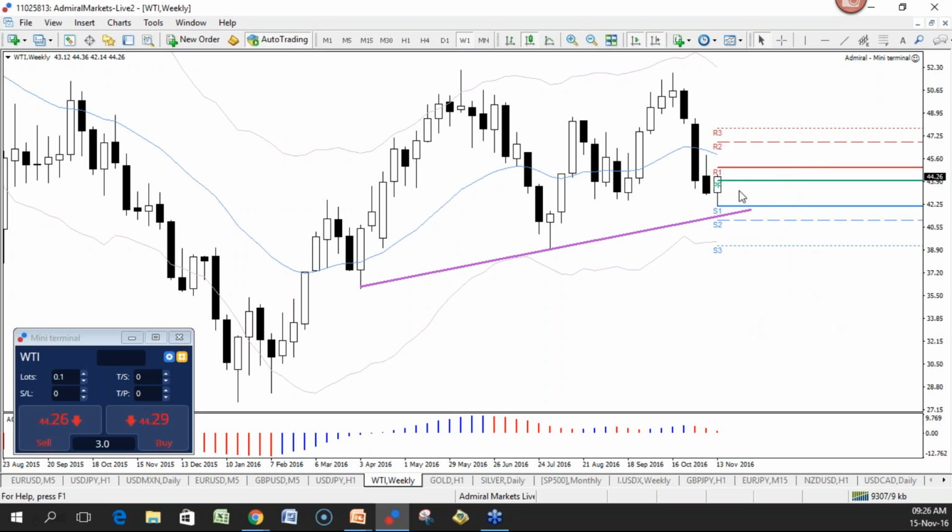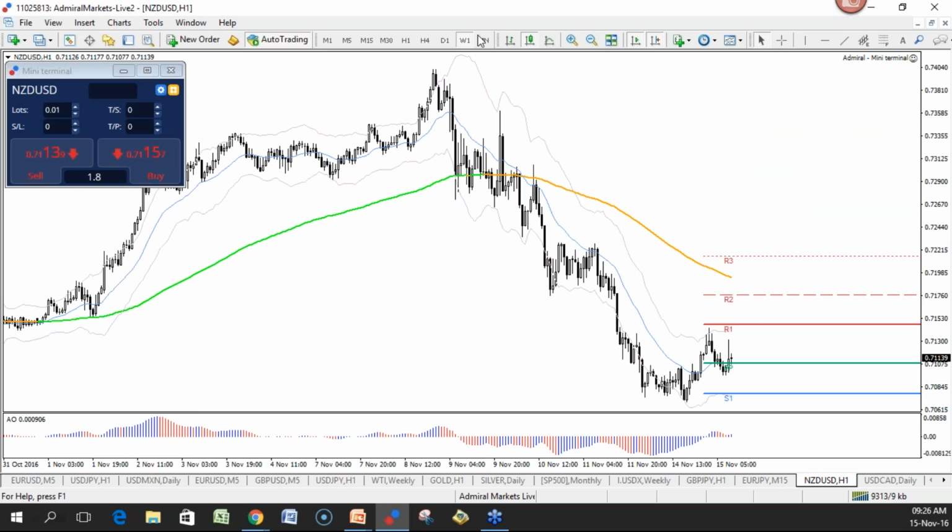All right. Regarding Kiwi, there it is. Kiwi. Let's take a look at it. This is hourly. I think it could make the same bounce as the Aussie and basically the euro and pound. But the thing is that New Zealand has been moving up strongly, so the Aussie might do that more than New Zealand.